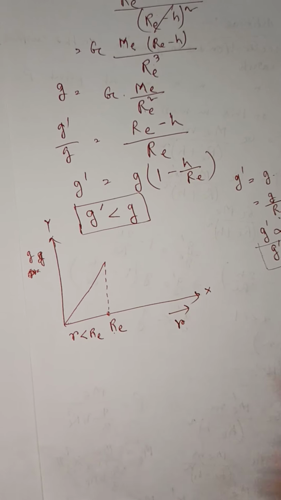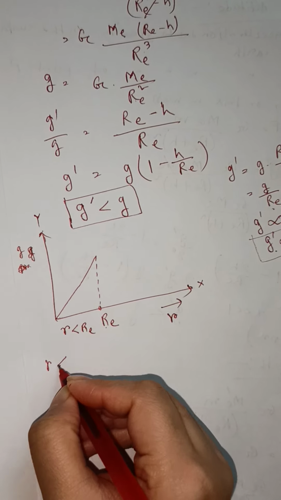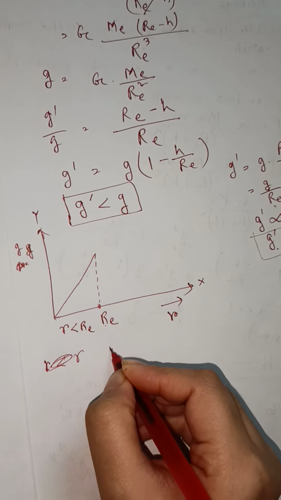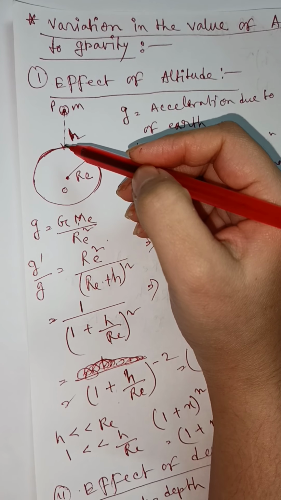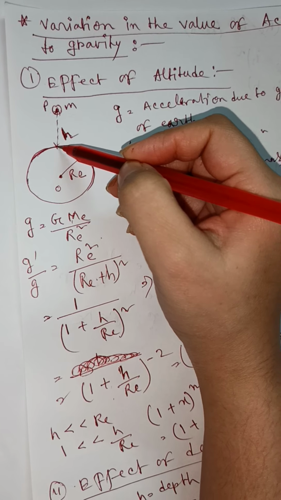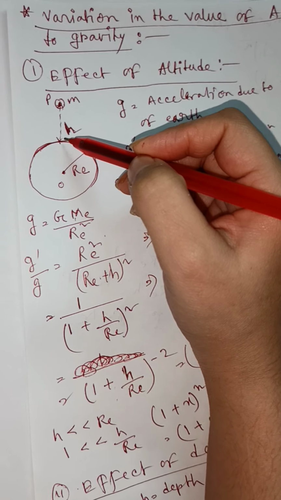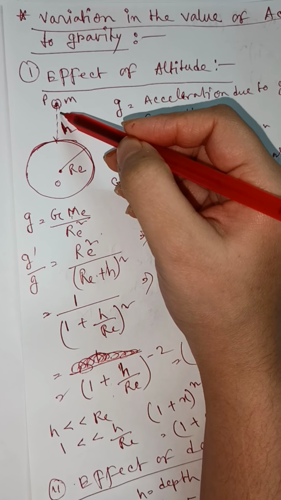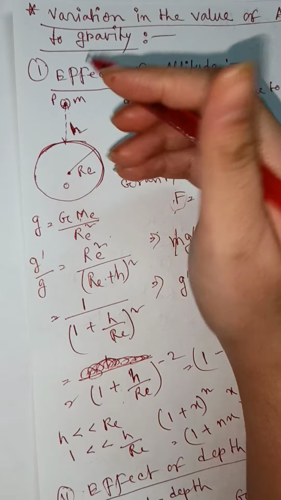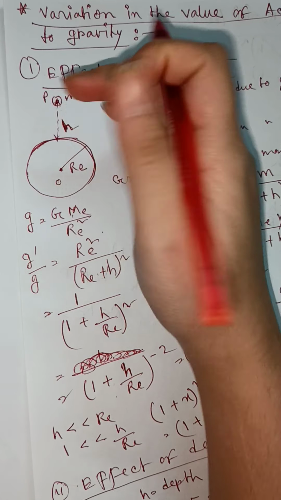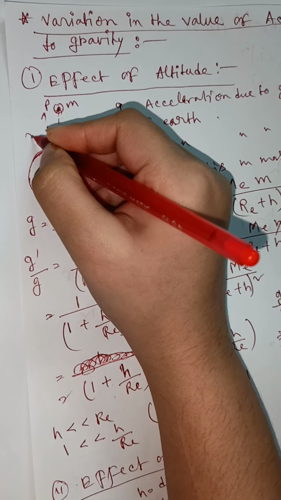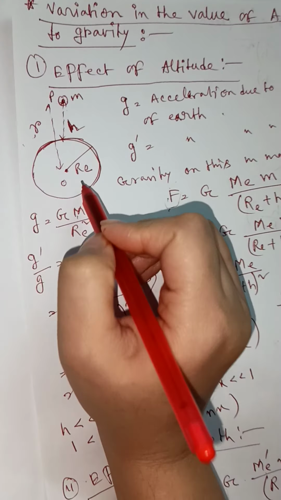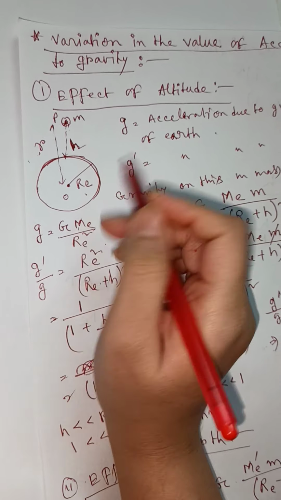But what about after RE? That means what about when small r is greater than RE? If we take the body along this direction, that means if the height of this body increases, then in this case, this is our r. That means here r is greater than RE.